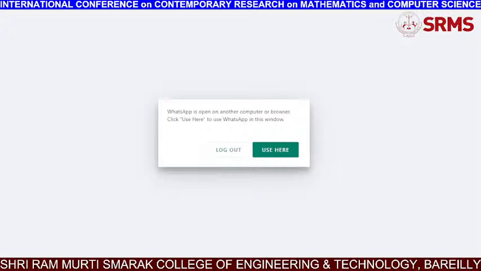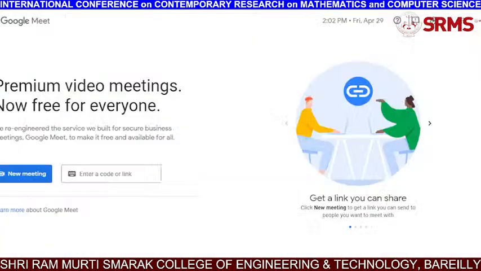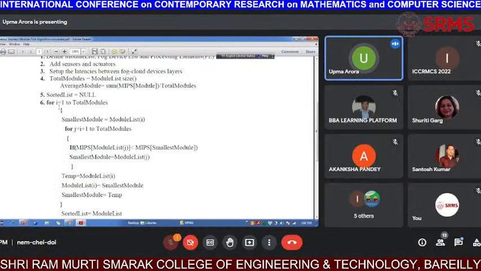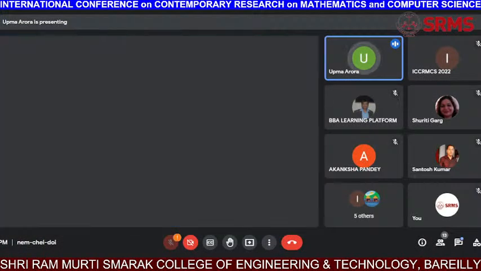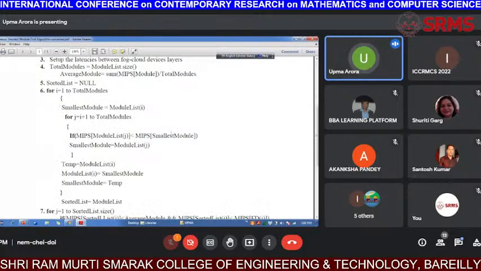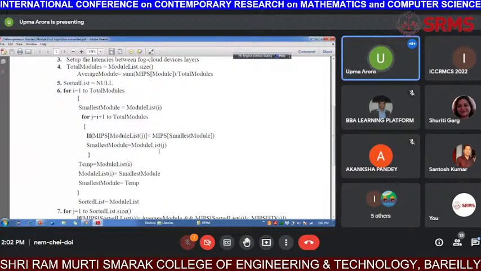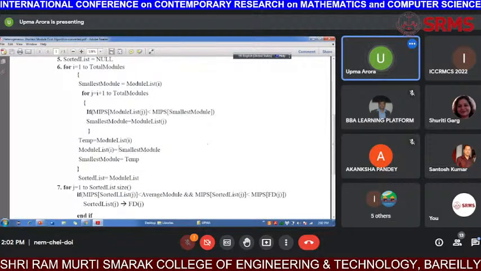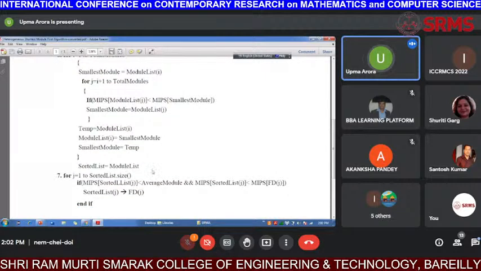We are going to create a null list. At the next step, we are going to create a loop from 1 to the total number of modules, and we are ultimately going to find the smallest module by applying a sorting algorithm. We are going to apply the sorting algorithm and find the smallest module out of all these available modules using a temporary variable to swap, and we are ultimately going to find the sorted list of modules.